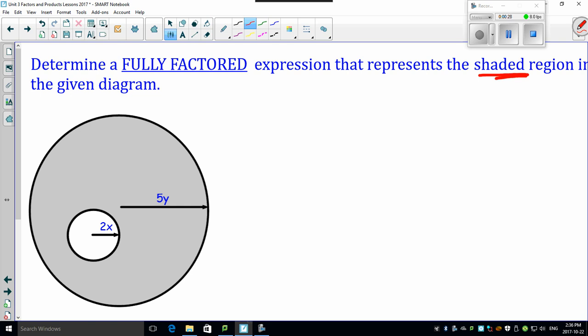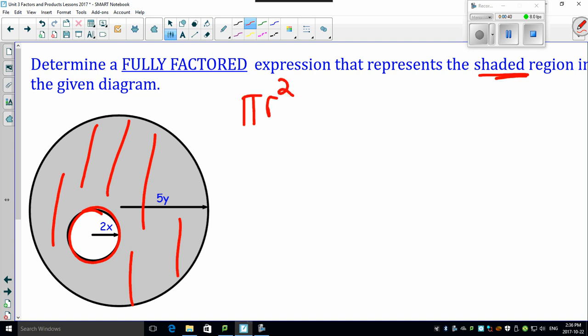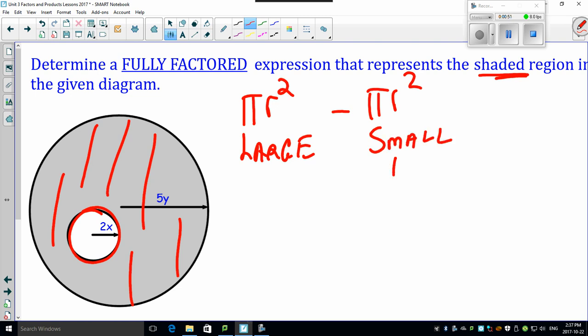But it's very simple. If you're wanting to find the shaded region, find the whole region and subtract the hole. I think that's pretty straightforward. Knowing that this is a circle, you know that it's a pi r squared kind of a problem. So it's a pi r squared of the large area, subtract the pi r squared of the small area, or what we like to call the donut hole, okay? To find how much of the donut you're going to actually eat.